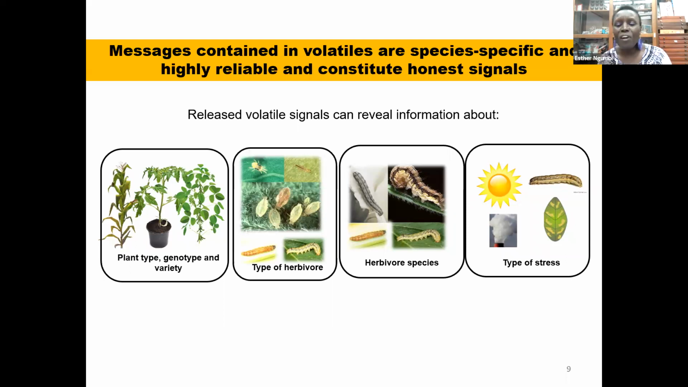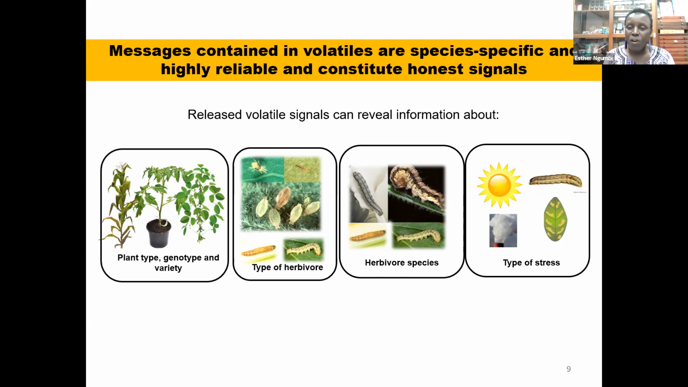Is it the fall armyworm? Is it the corn earworm? And also, it can reveal at what stage this attacking herbivore species is. Is it a first instar caterpillar? Is it a second instar caterpillar? Is it third instar? Or is it even an ovipositing moth that is trying to oviposit on plants? So the chemical signatures allow us to truly identify the herbivore species.